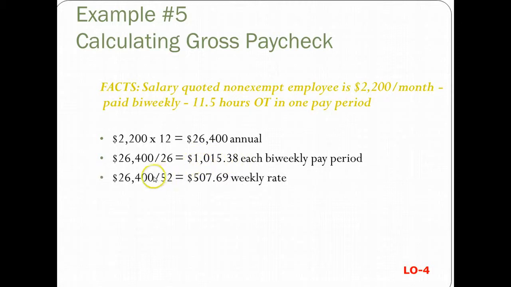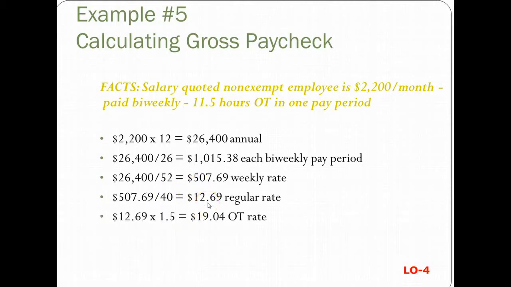Take the annual, divide it by 52 to get the weekly rate. Take the weekly rate, divide it by 40 to get the regular hourly rate. And then times it by 1.5 to get the overtime rate. So how much are they going to get paid? Well, they're going to get paid the bi-weekly rate plus the overtime rate for the 11.5 hours. So that would be their gross.